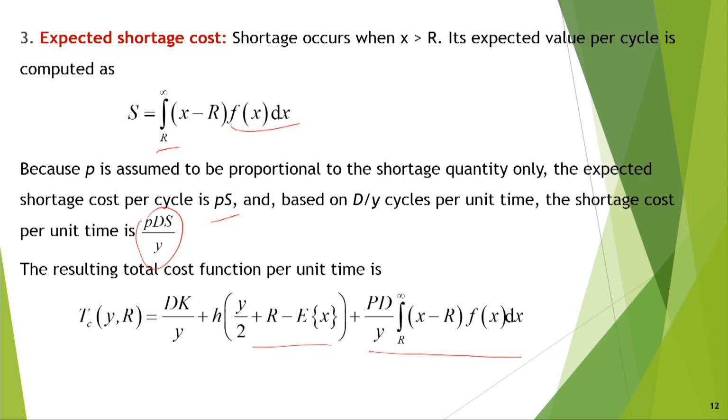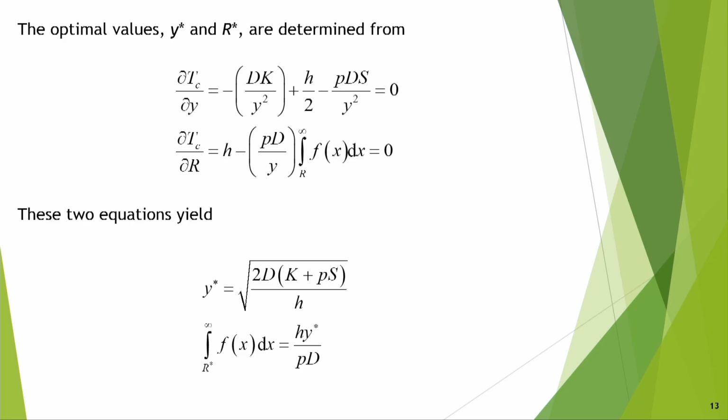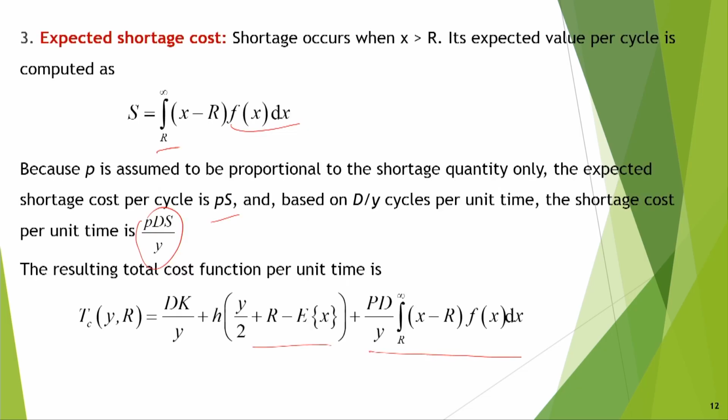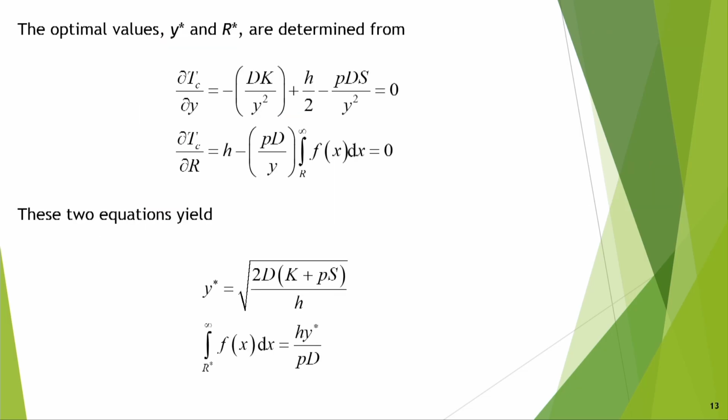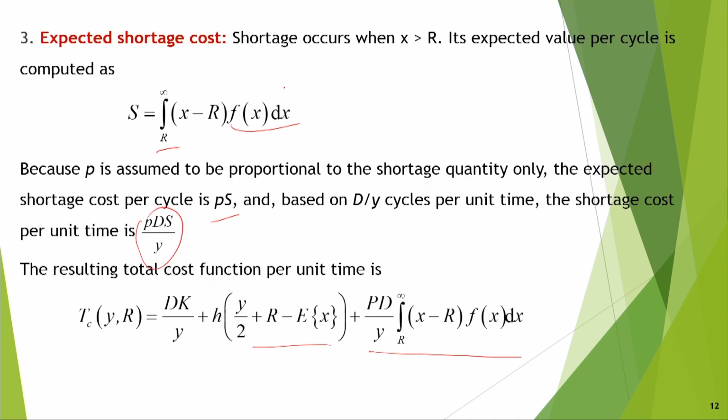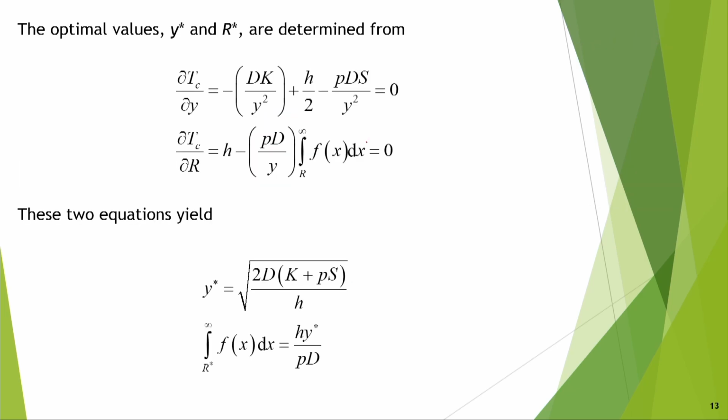So what is the procedure? The partial derivative with respect to Y should be 0, and the partial derivative with respect to R should also be 0. So optimal values are determined by del TC by del Y. If you differentiate KD by Y with respect to Y, you get minus KD by Y square. Then differentiating the next quantity with respect to Y, it does not come into the picture because it is not a function of Y, but the other part gives H by 2.